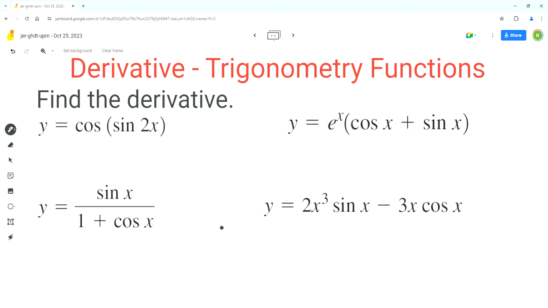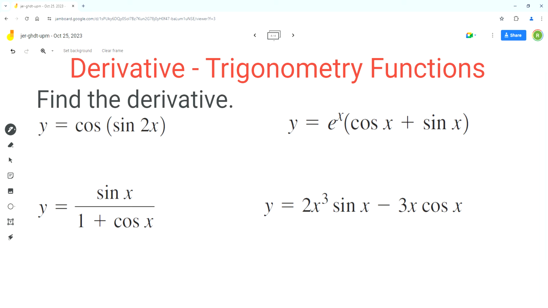So in this video, we'll solve this problem using the concepts of derivatives. We have to find the derivative of these four trig functions. Let's start with the first one, y equals cos of sine 2x. Now this is a composite function. There is an outer function cos and an inner function sine. So we have to use chain rule to find the derivative of this function.